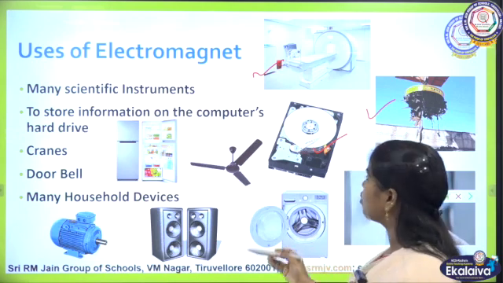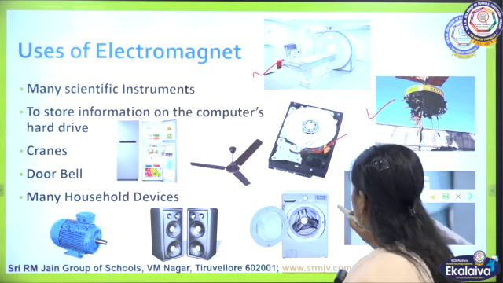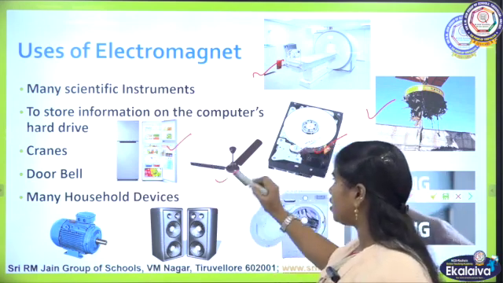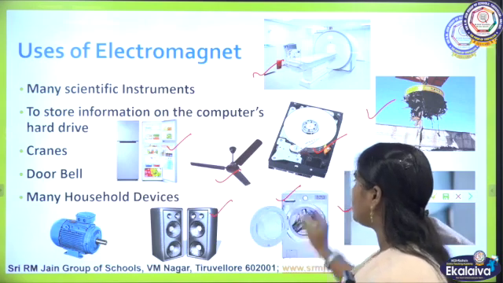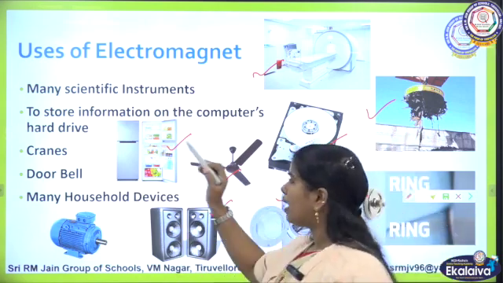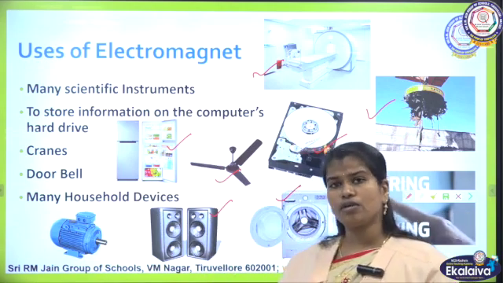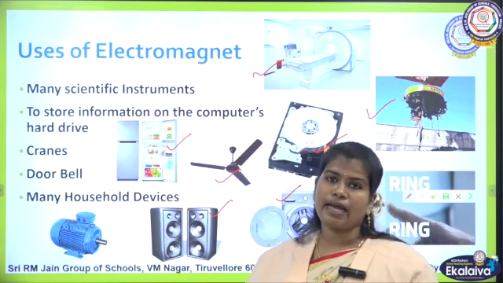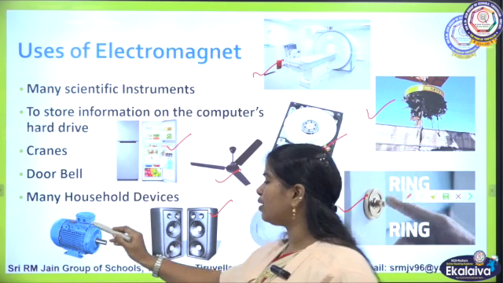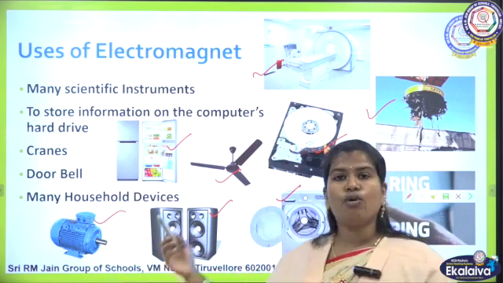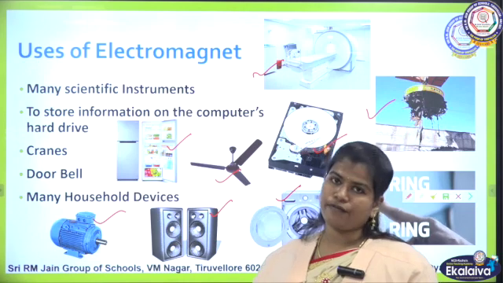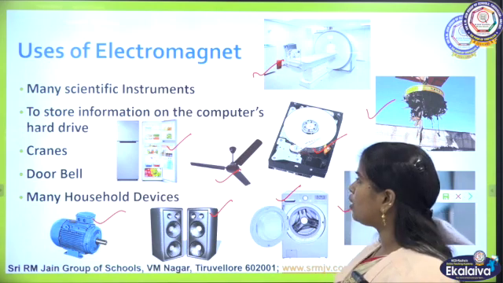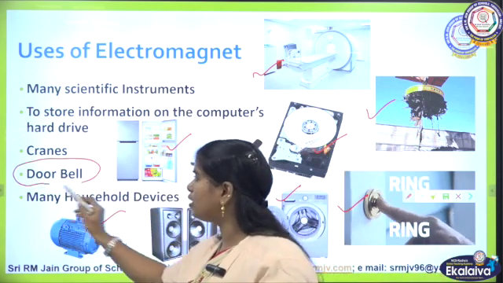Then it is used in doorbells and also in many household devices like the refrigerator, fan, speakers, and washing machine. Refrigerators, fans, washing machines, mixers, you can name any appliance, need mechanical energy. They work with the help of a motor, and the motor runs with the help of an electromagnet. So these are the uses of electromagnets, and now we are going to talk specifically about the doorbell.